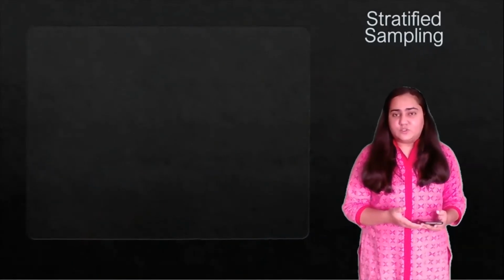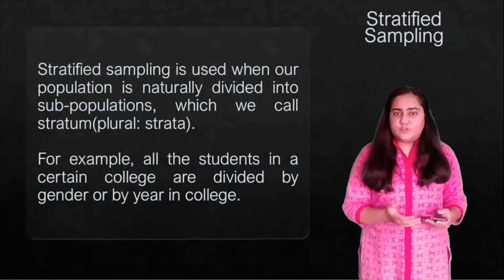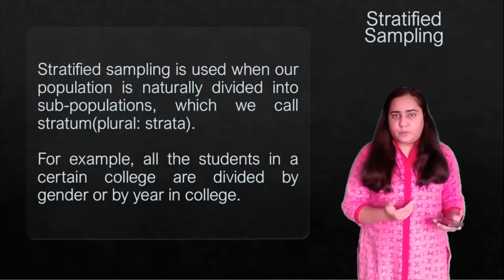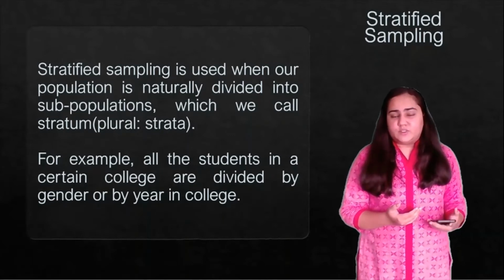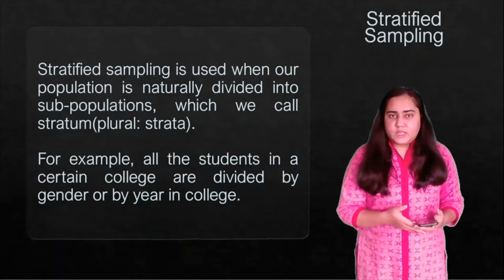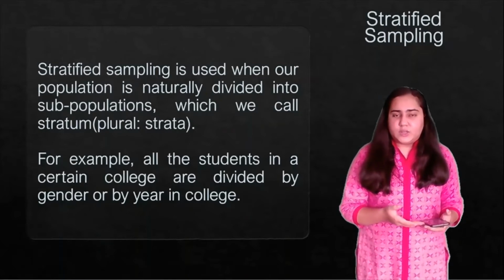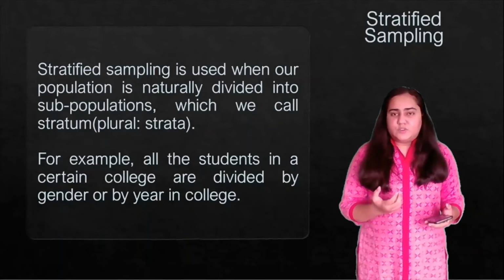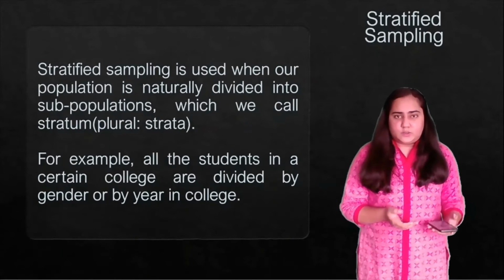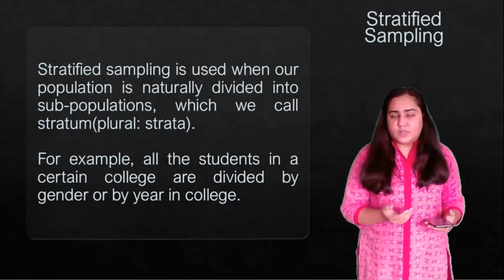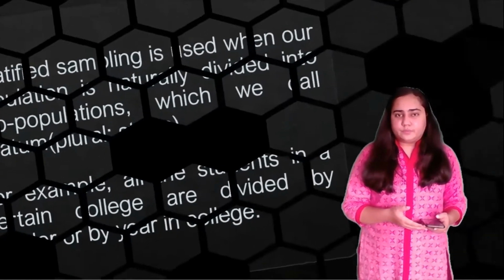The next type of sampling we have is a stratified sampling. So a stratified sampling is used when the population is naturally divided into subpopulations, which is known as a stratum, and the plural of that is strata. So an example of this is when all students in a certain college are divided by gender or are divided by year in the college. So this is a strata. This is not a cluster. So there's a difference between a cluster and a stratum.